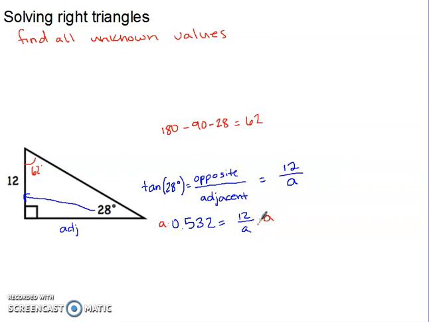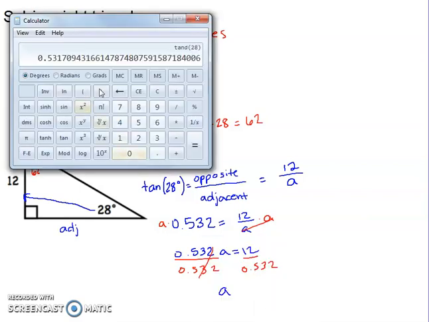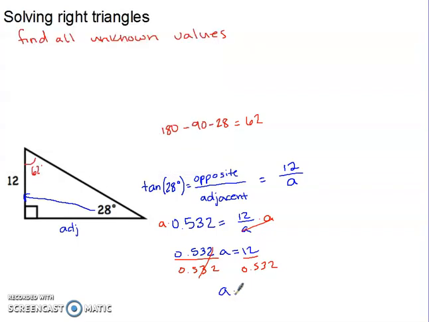I'll multiply by A first to get 0.532A is equal to 12, and then I will divide by that 0.532 to isolate A. Pulling my calculator back up, I need 12 divided by 0.532. And I find that A is approximately 22.56. So this adjacent side is approximately 22.56 units.